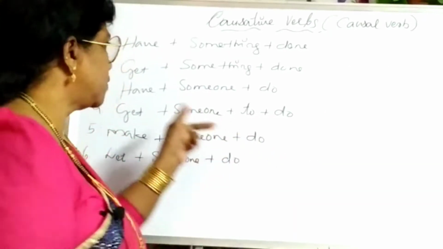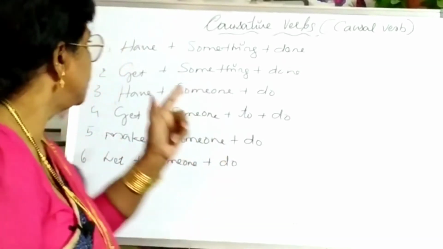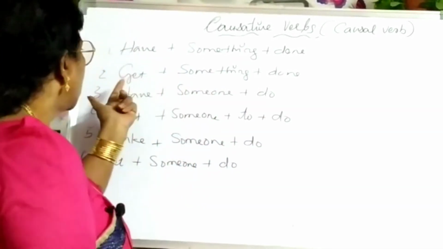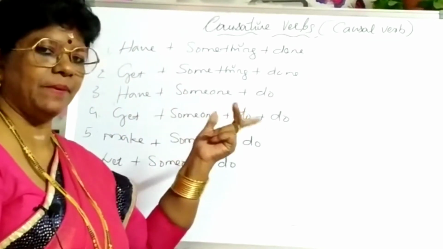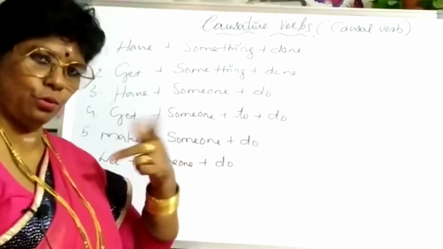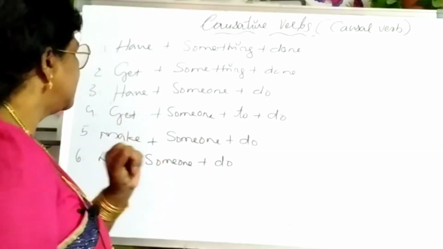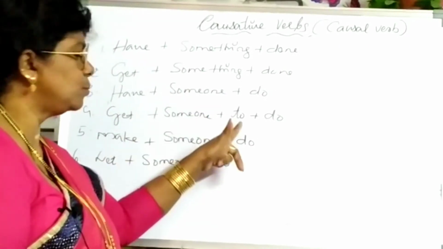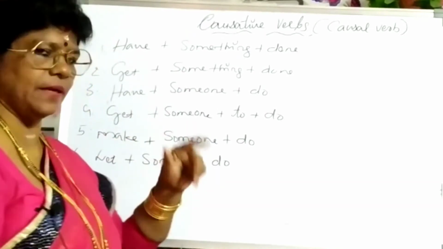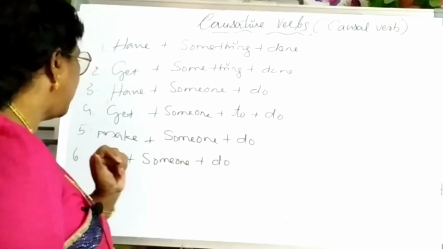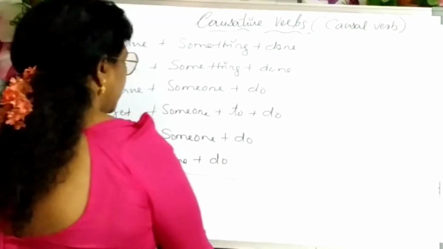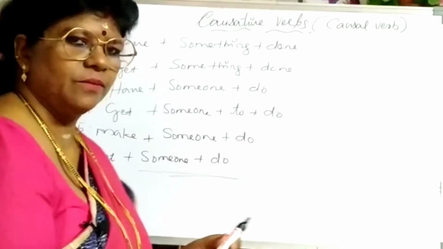Okay, so let us go through this shortcut method. Have plus something plus done. Get plus something plus done. Have plus someone plus do. Get plus someone plus to plus do. Make plus someone plus do. Let plus someone plus do. These are the short methods we can use for this. Okay?